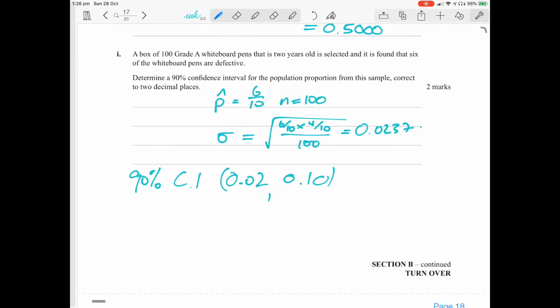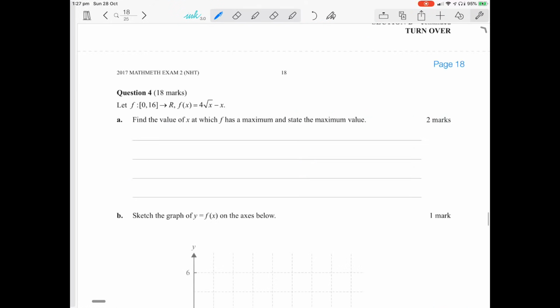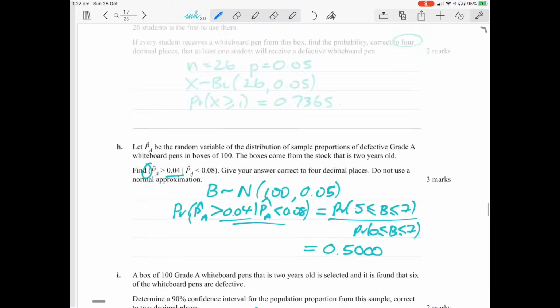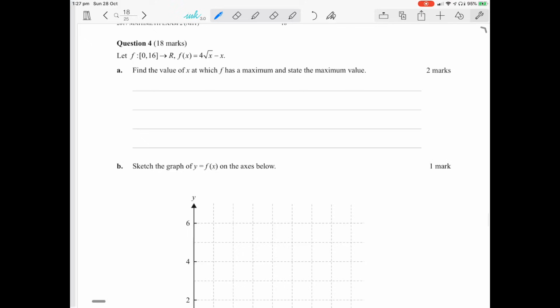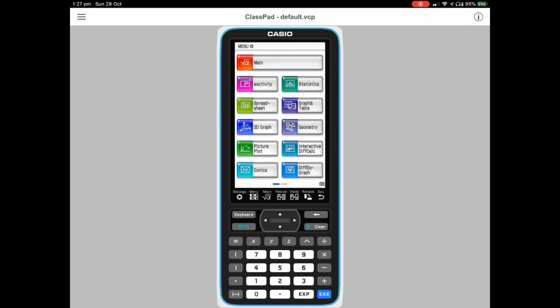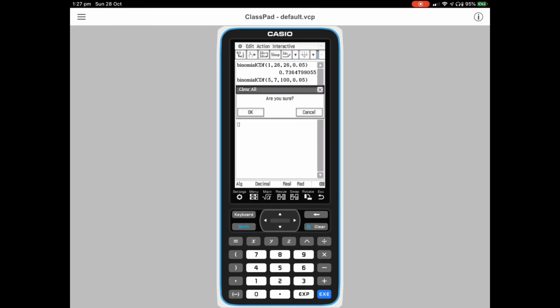Percent confidence interval. What's that? Okay, thank God that question's over because I didn't like it. Okay, new question. 4x minus x. Let's get rid of all this.